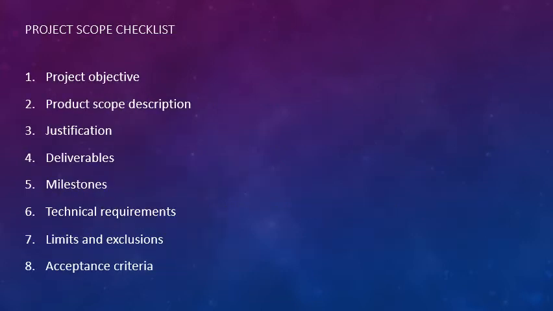Okay, so your project scope checklist. We want to know what the objective of the project is. We want to know what the product scope description is. So what is the scope of what's being created? What's the justification for what we're doing? So why are we doing it? What deliverables will be involved? So deliverables are going to be tangible things that you do along the way.